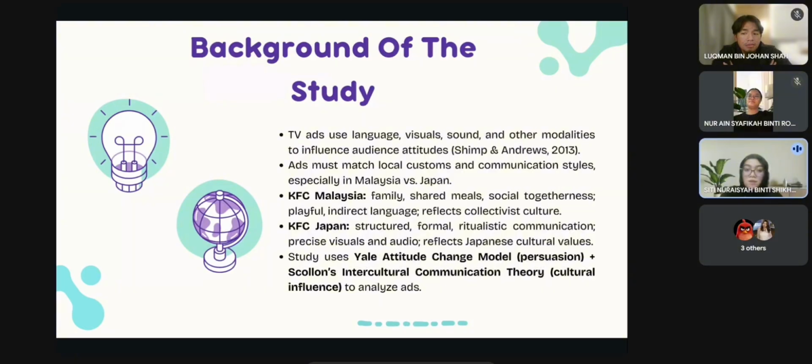In contrast, KFC advertisement in Japan, particularly their Christmas campaign, uses more structured, formal, and ritualistic communication with precise and organized visuals and audio, reflecting Japanese cultural values. Overall, our study applies the Yale attitude change model to analyze persuasive strategies and Scollon's intercultural communication theory to understand how culture influences communication in television advertisements.